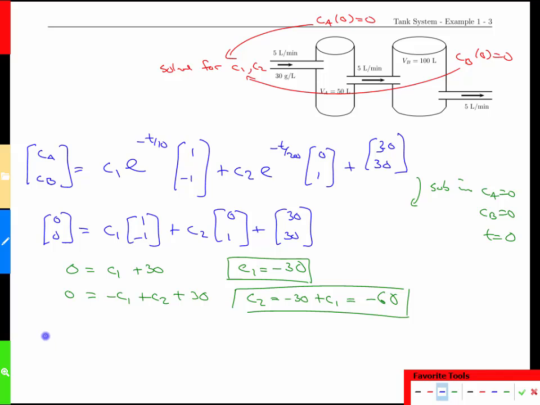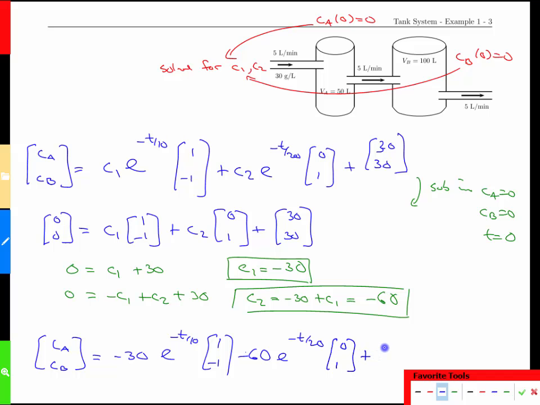And so our final solution is Ca, Cb equals minus 30 e to the minus t over 10 times this vector minus 1, minus 1, plus C2 we just found, which was minus 60 e to the minus t over 20 times the 0, 1 vector, plus our 30 and 30. From that vector form, we can find what Ca is, the first component of everything with the scalars included, and Cb is the second component, again with all the scalars included. That leads to the graphs on the following page.